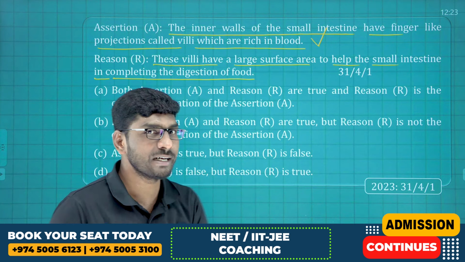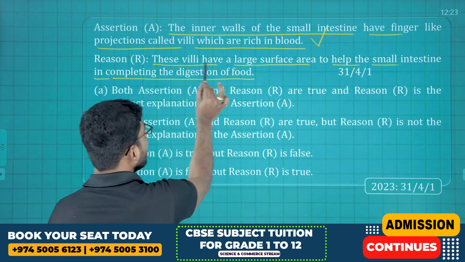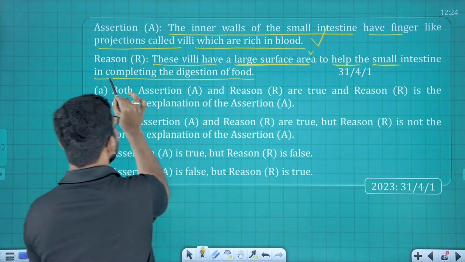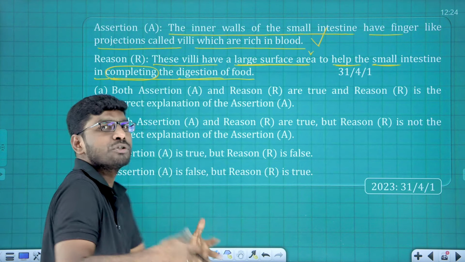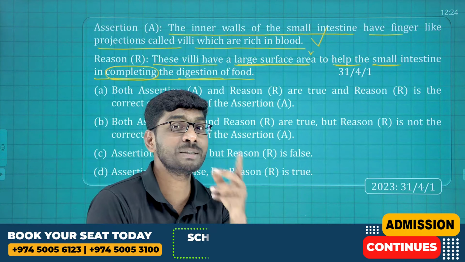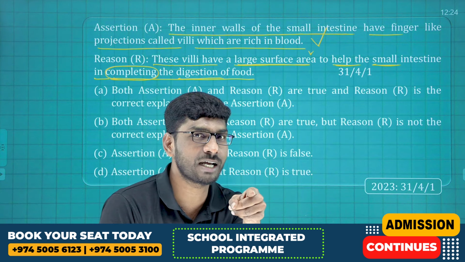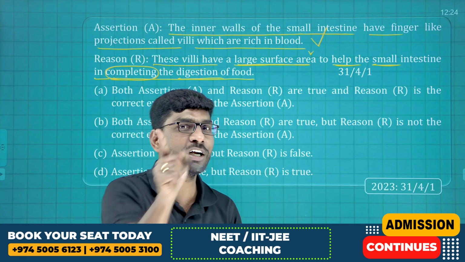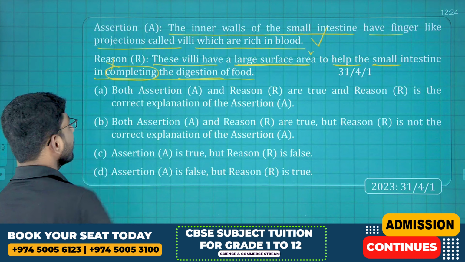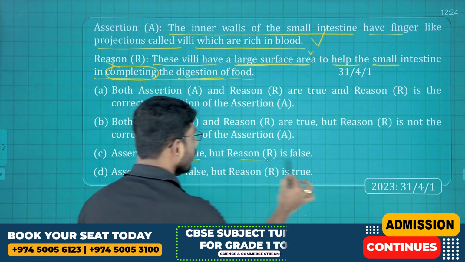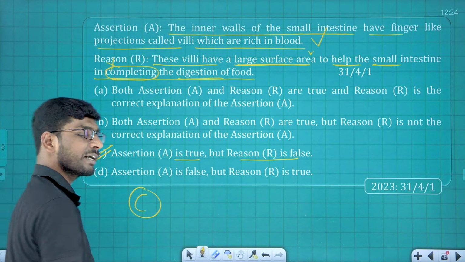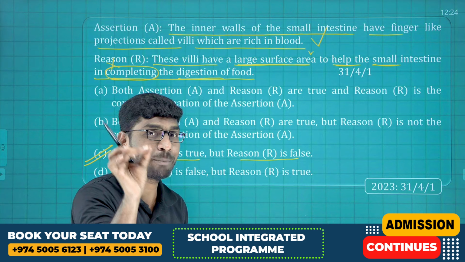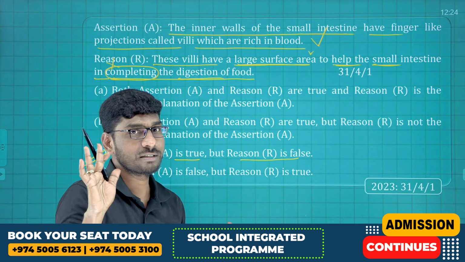If you closely read the question one more time, these villi have a large surface area, I agree with this one, to help the small intestine complete digestion or absorption. Digestion is because of enzymes present in the small intestine. These villi have a large surface for more and more absorption, student, not digestion. So this is a wrong statement. So I'm going with assertion true, reason false. Option C is the correct answer. Look at how minutely they have given it. If you are not reading NCERT properly, there is a chance of losing marks. Keep in mind, all of you.